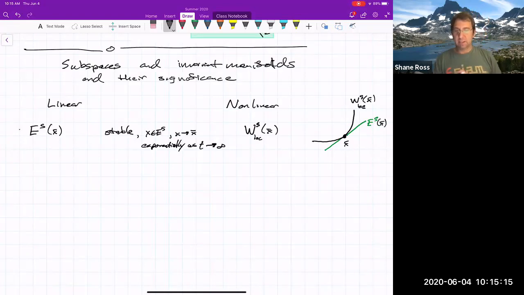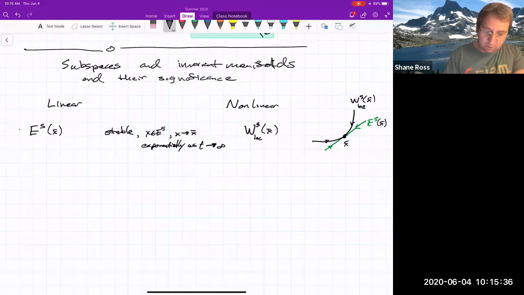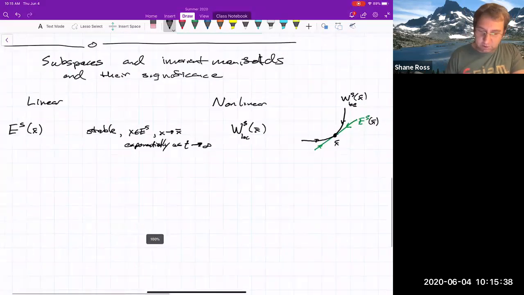Okay, so that's what the significance is. We say it's stable because if you start on it, you are going towards the equilibrium point or the fixed point as a function of time. If we were to draw little arrows, that's what they're doing, exponentially. And roughly the same behavior is true for, like I said, continuous systems and maps.